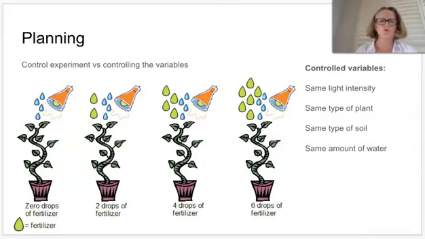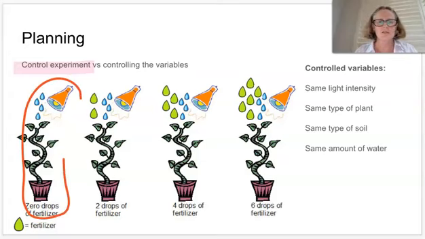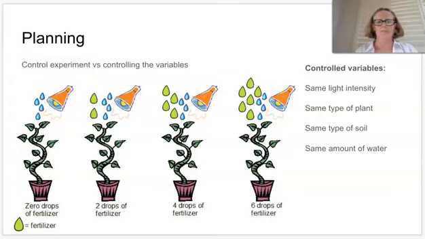So what is a control experiment then? So a control experiment is what we're comparing things to. So think back to the hypothesis. It's likely to be what is the effect of fertilizer quantity on the growth of a plant compared to no fertilizer. So when you look at these experiments, which experiment has no fertilizer? It's this one. So this experiment is your control experiment. The control experiment is the plant with only water.